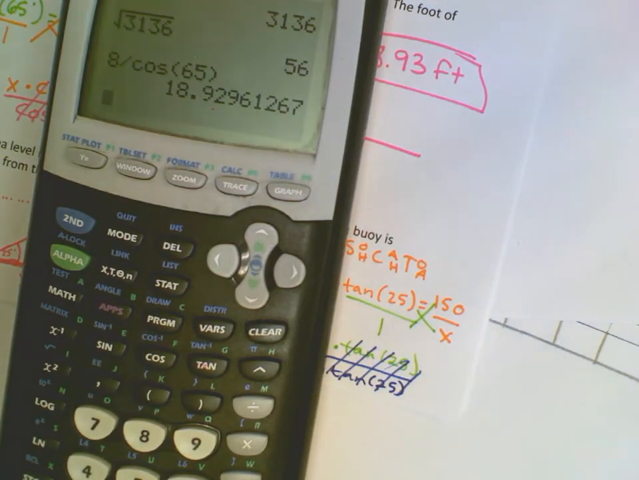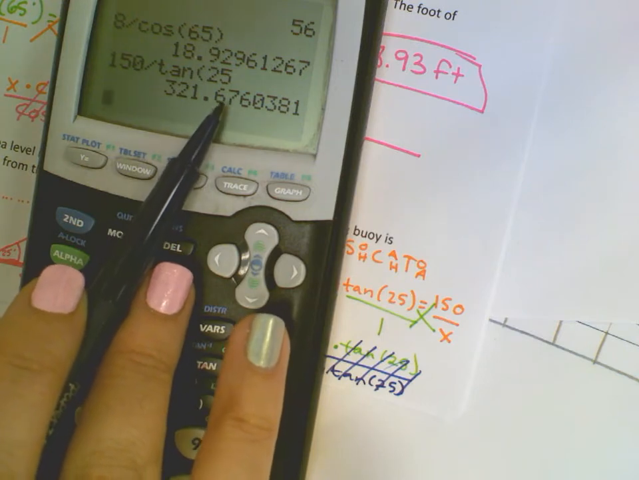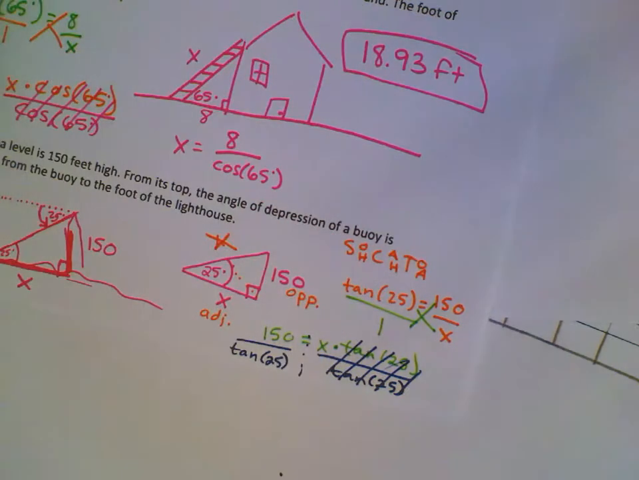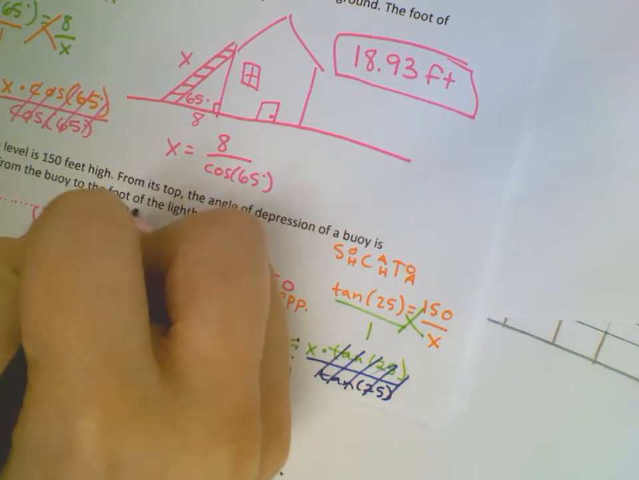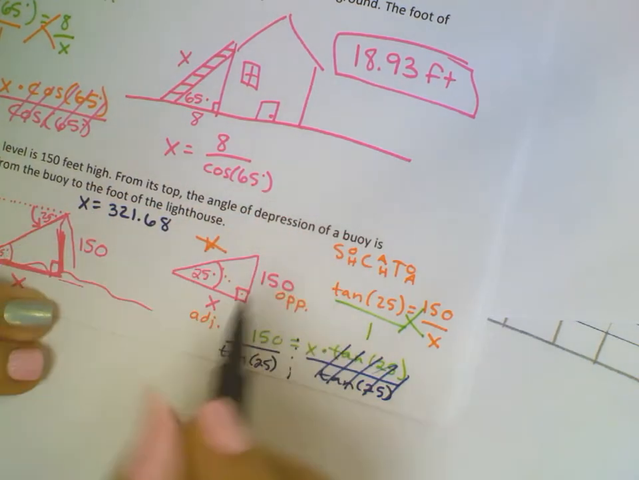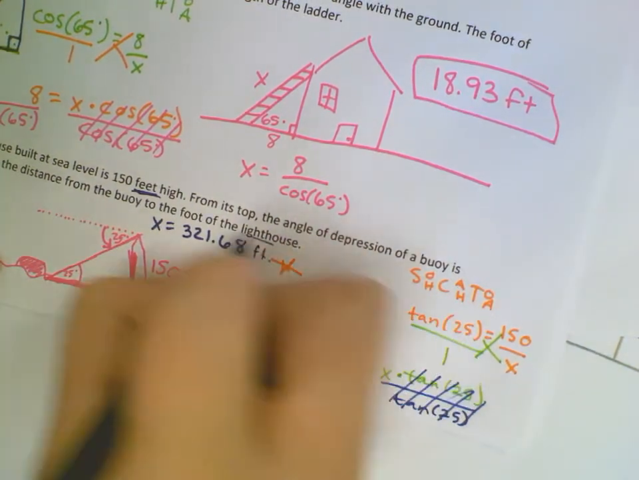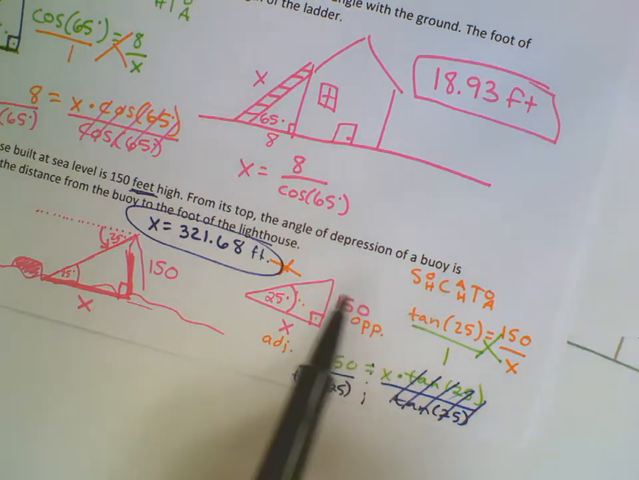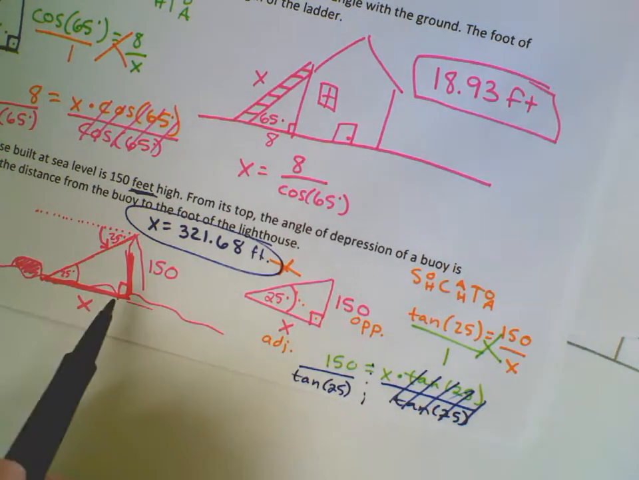So I'd plug that in. 150 divided by tangent of 25 gives me 321.68, because that 7 will look to its neighbor, which is greater than 5, which bumps it up to an 8. So I get X equals 321.68. Did they give us a... Yep, they gave us our units of feet. And again, that is this distance from the... Oh, that's a buoy, not a bayou. Sorry. But from the buoy to the lighthouse.